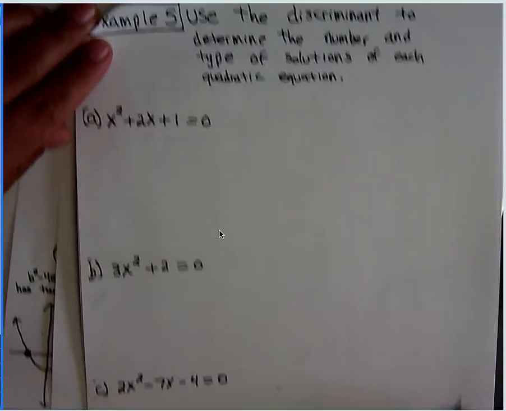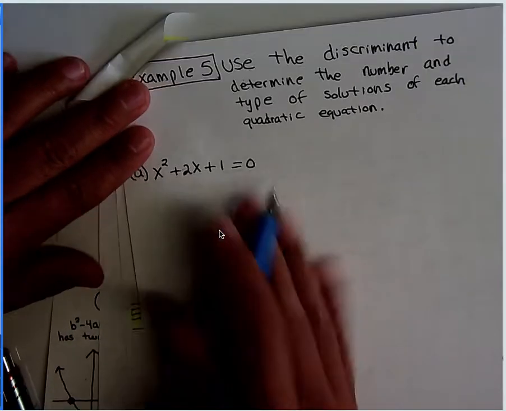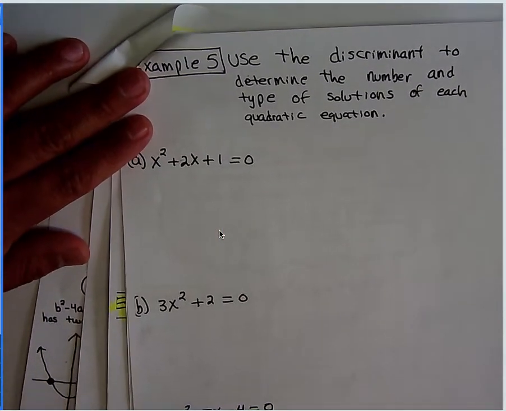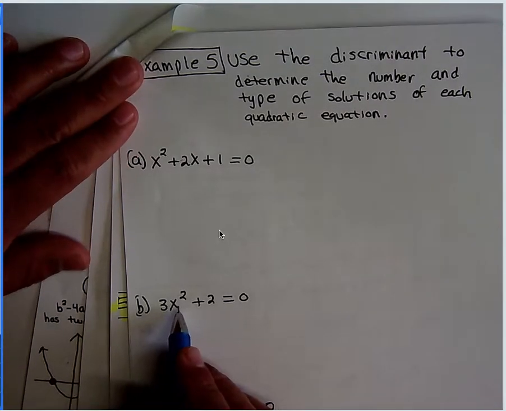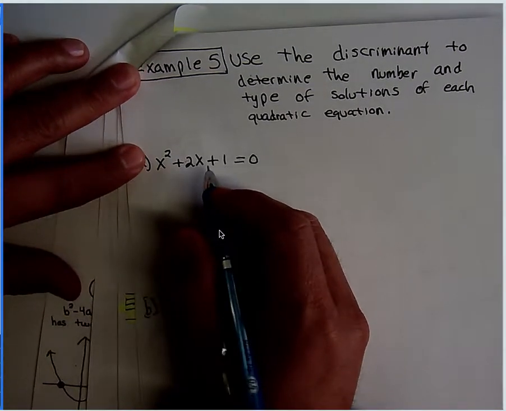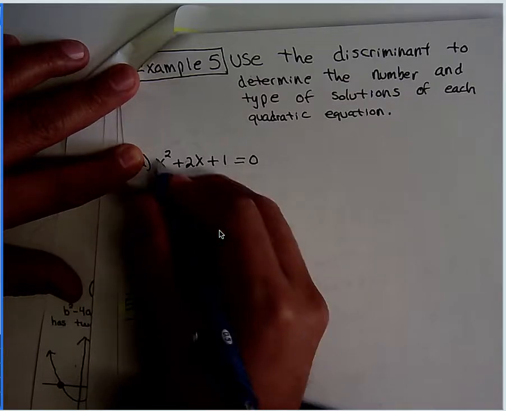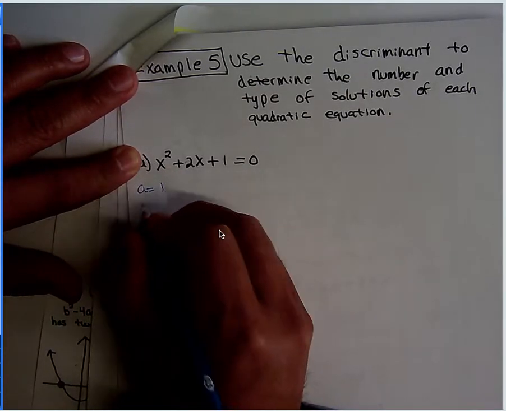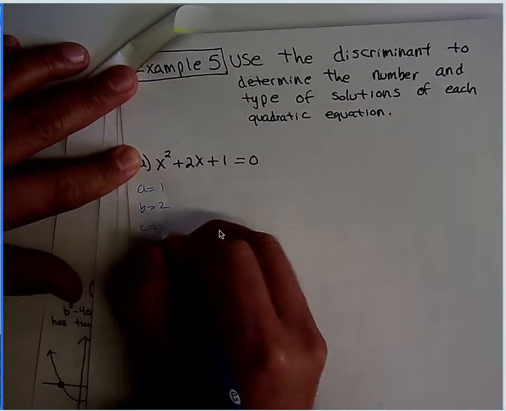Let me show you how that works. There are two examples I'm going to try. So let's identify the A. The A would be 1, the B is 2, and the C is 1.